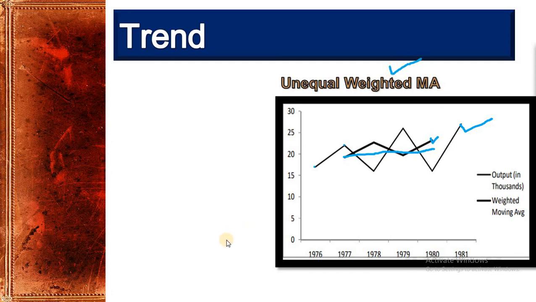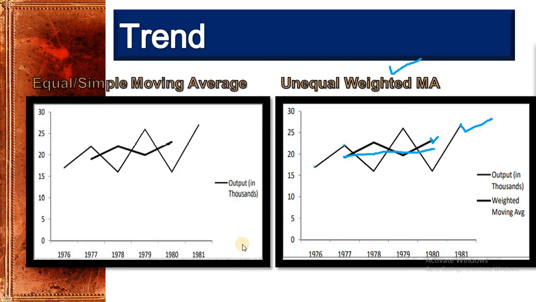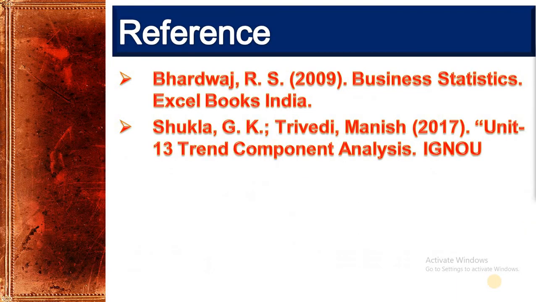Let us see the trend of the equal simple moving average method also. So here we have the trend of the simple moving average method. Here there is a slight difference compared to the equal moving average method and the unequal weighted moving average method. I hope you got how to derive the unequal weighted moving average method and the equal weighted moving average method.